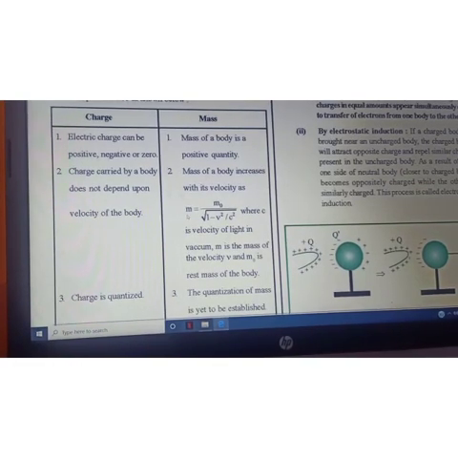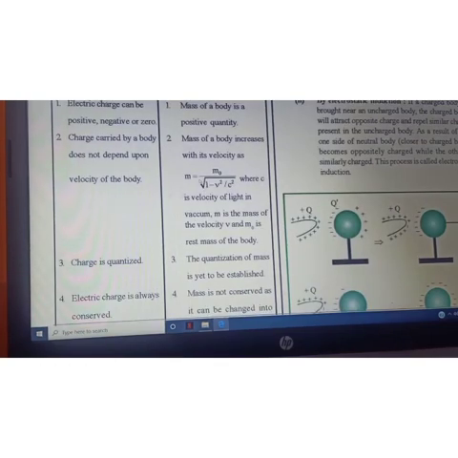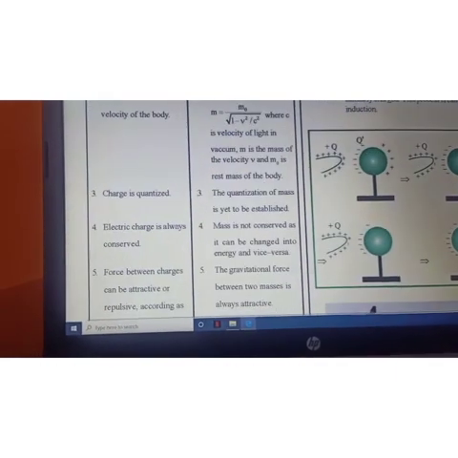There, m naught is the rest mass, and when the body is moving with a velocity comparable with the speed of light, then m equals m naught by root under 1 minus v square by c square, where c is the velocity of light in vacuum, m is the mass, v is the velocity, and m naught is the rest mass of the body.